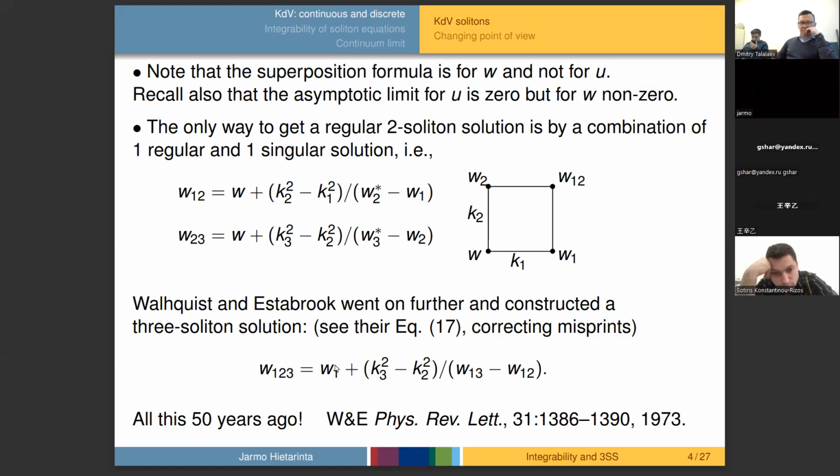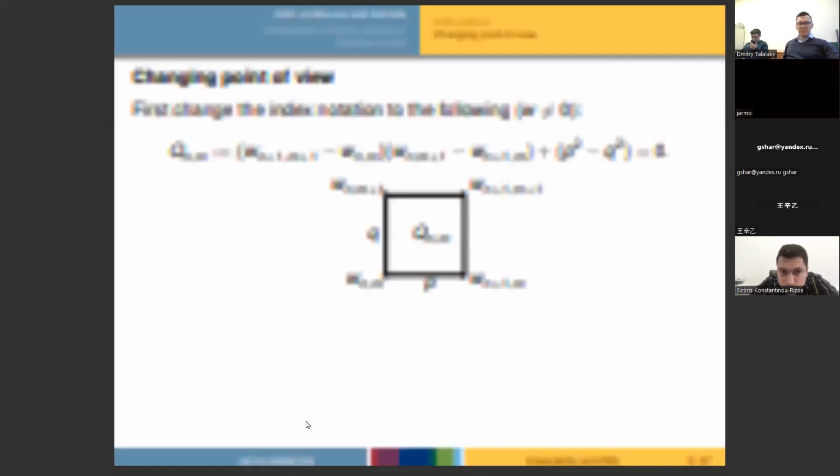So there's a little bit of misprint in the paper. But so here we have a two-soliton solution, 1, 2, and a two-soliton solution, 1, 3, and they have a common parameter, same one-soliton solution and two different ones. And if you use this, then this formula gives you a three-soliton solution. And would you believe it? They also constructed a four-soliton solution using like this. And all this 50 years ago. Okay, so they did good work there.